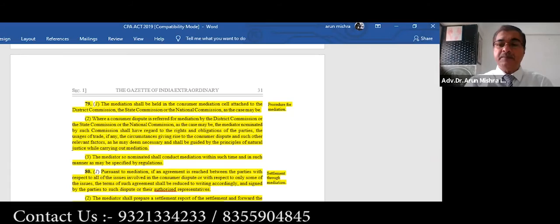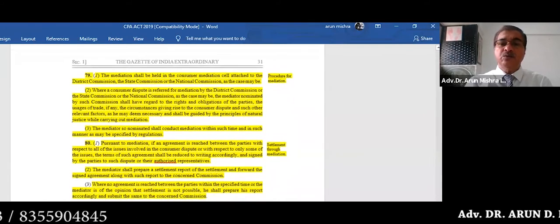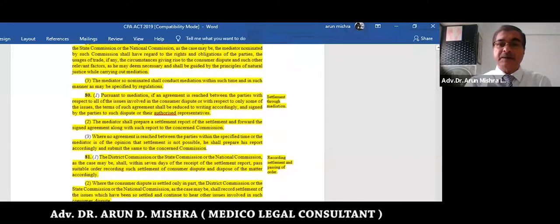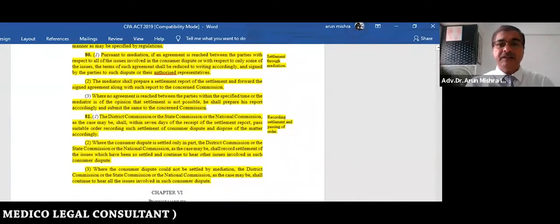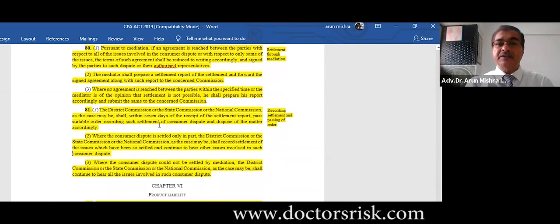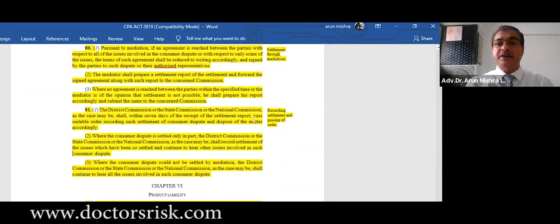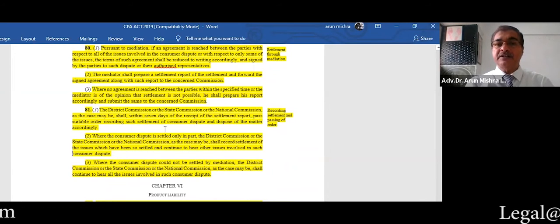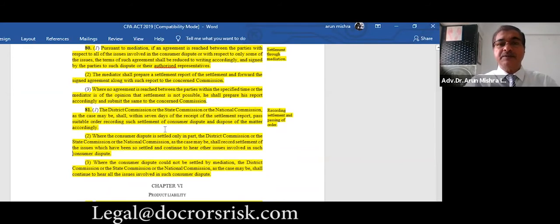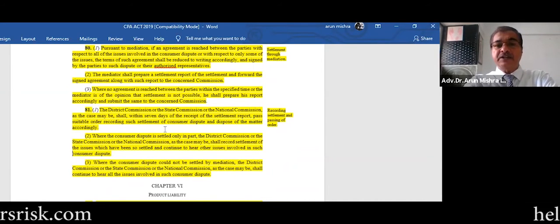So they have given power to this mediator to give a report even if no settlement happens between the parties, in spite of referring to this. The district commission, the state commission, or the national commission, as the case may be, shall within 7 days of receipt of a settlement report pass a suitable order accordingly as a settlement of a consumer dispute and dispose of the matter. So the district commission immediately passes the order and it cannot be challenged.